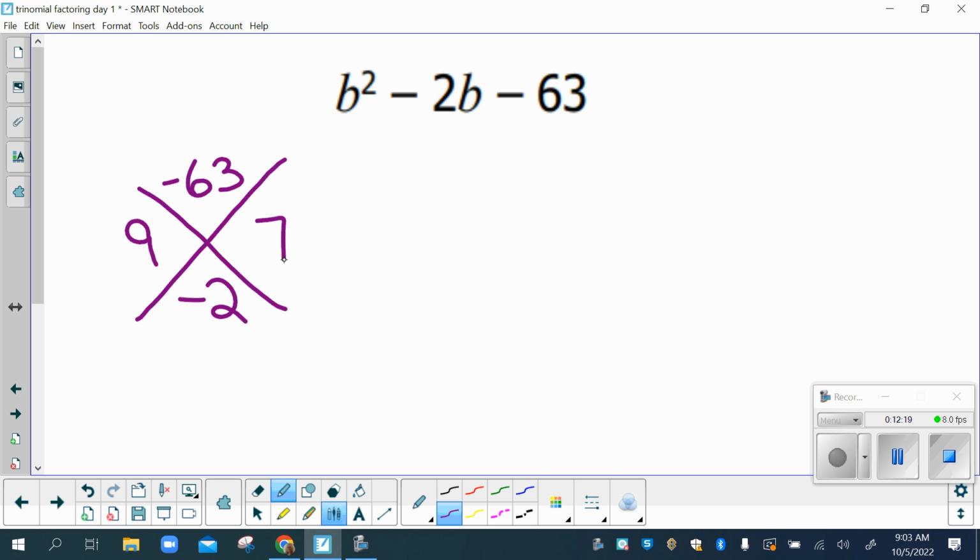But here's where you gotta get tricky. I want it to be a negative 2. So which one is negative, the 9 or the 7? The 9 is. Good girl. Here's why. If I go 9 take away 7, I get positive 2. But I want negative 2. So it would be 7 take away 9. Does that make sense?